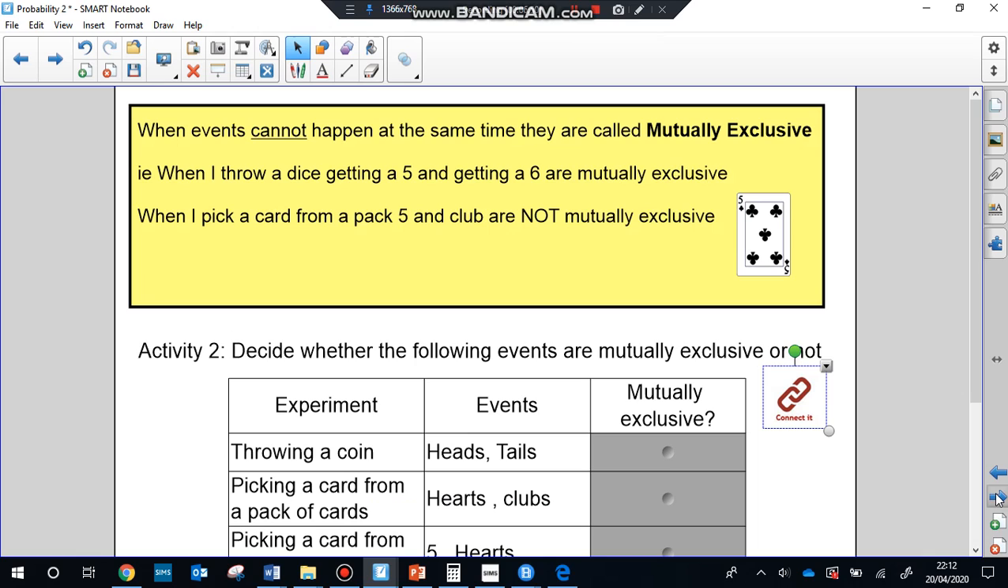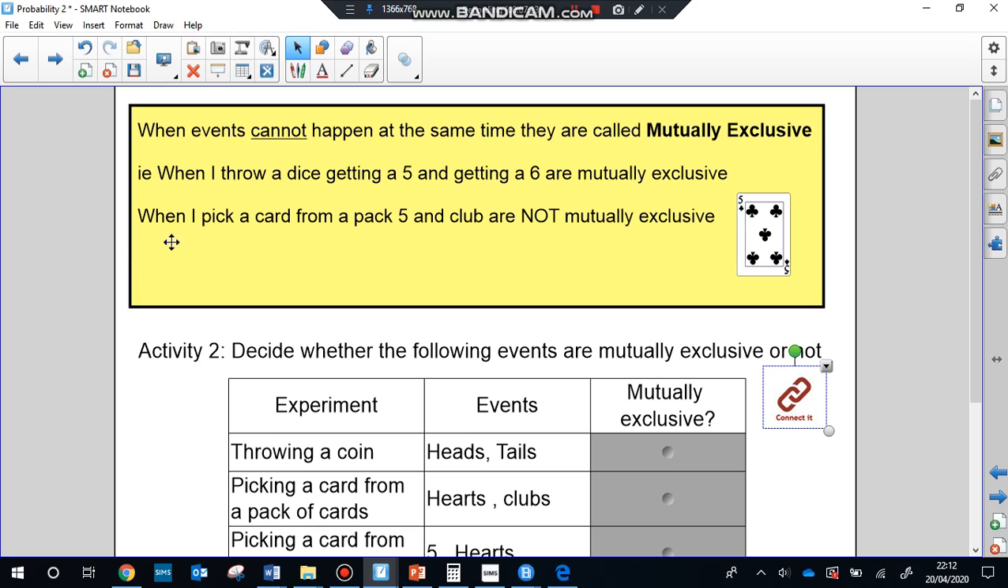So the other keywords we had were mutually exclusive. So when events cannot happen at the same time, they are called mutually exclusive. So here's a couple of examples. So when I throw a dice, getting a 5 and getting a 6 are mutually exclusive. When I've thrown the dice, I'll either get a 5 or I'll get a 6. I can't get both of them. Okay, so they're mutually exclusive.